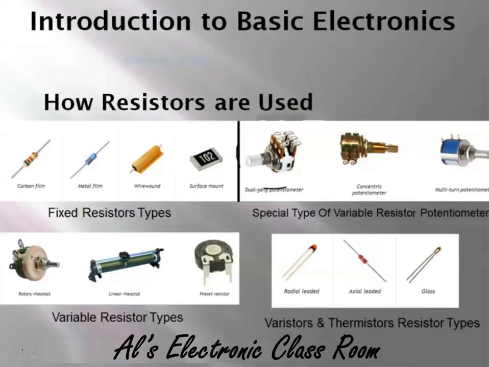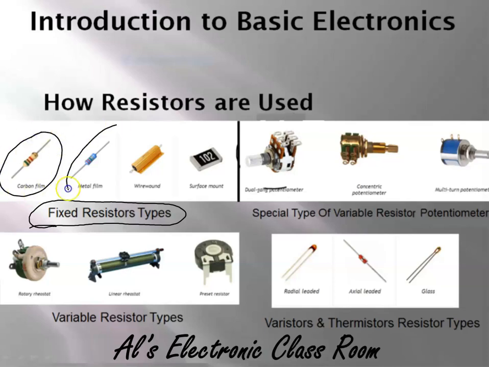Okay, on this slide we're looking at some physical resistors. Right on this side we have what I call my fixed resistor types, meaning that the resistance value, or the ohmic value, is fixed, one value, period. You can't adjust it. If you look at these, we have a carbon film and a metal film resistor. That's the material the resistor is made of.